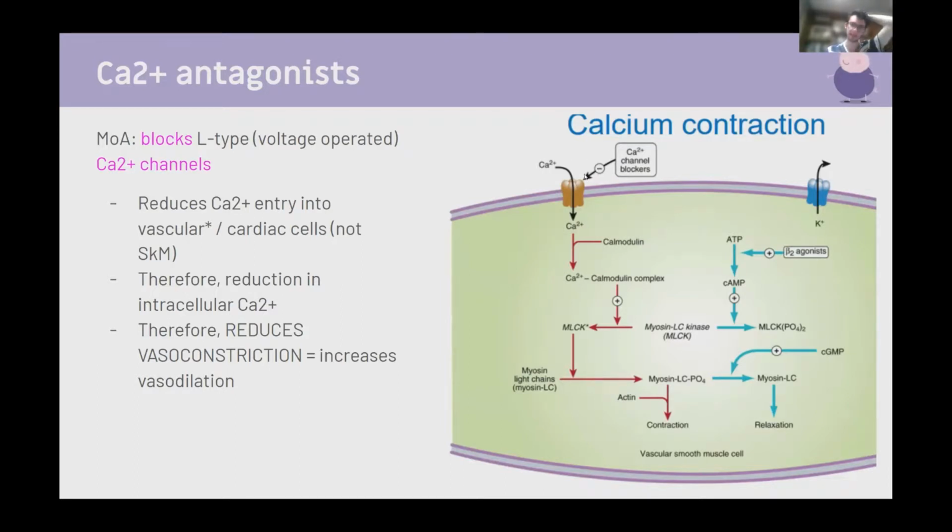You have less calcium influx, less binding to troponin C, less unwinding of the troponin-myosin complex, less actin-myosin cross-bridges formed. Reduced calcium entry into vascular and cardiac cells, and it doesn't affect skeletal muscle cells. Therefore, there's a reduction in intracellular calcium, and you have vasodilation because you have less contraction of the coronary arteries, and you also have less contraction of the heart, which means you have less oxygen demand.